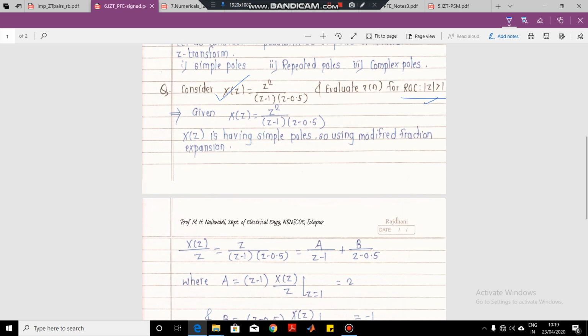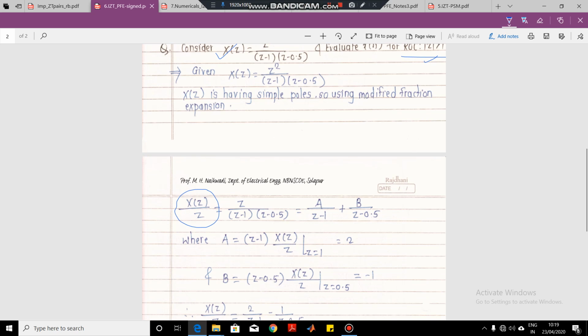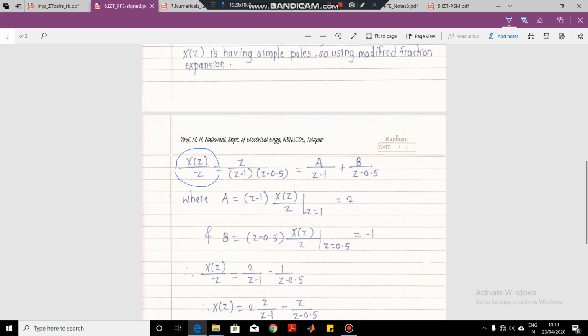First, we have to bring this to the standard form, that is, X of z upon z. Given this equation, I can take one z in the denominator. So on the LHS I get X of z upon z, and on the right only one z will remain, so it will be z upon these two factors. Now I can express this as a sum of partial fractions. One fraction is A upon z minus 1 plus B upon z minus 0.5. Then I can solve to find the values of A and B.